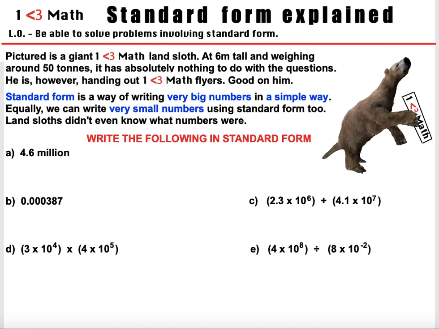Part A, 4.6 million. Part B, 0.000387. Part C, 2.3 times 10 to the power of 6 plus 4.1 times 10 to the power of 7. Part D, 3 times 10 to the power of 4 multiplied by 4 times 10 to the power of 5. And finally, part E, 4 times 10 to the power of 8 divided by 8 times 10 to the power of minus 2.